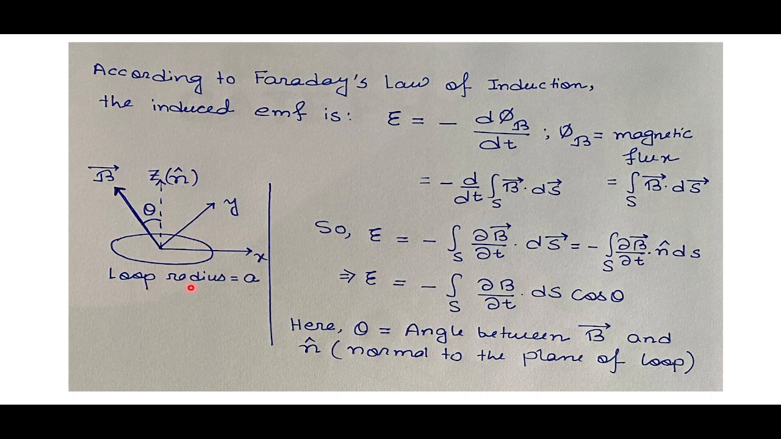So here I am considering a circular loop of radius a, and this is a very small loop, very small compared to the incident wavelength of the electromagnetic wave. Now let us consider the magnetic field of the electromagnetic wave is making an angle theta with the normal to the loop.